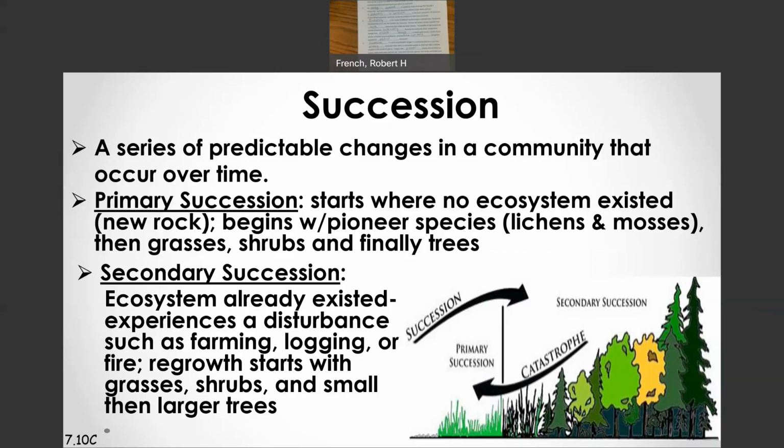And then secondary succession is like after we do deforestation, the ecosystem that comes back is a result of secondary succession. Yeah, Alishon.